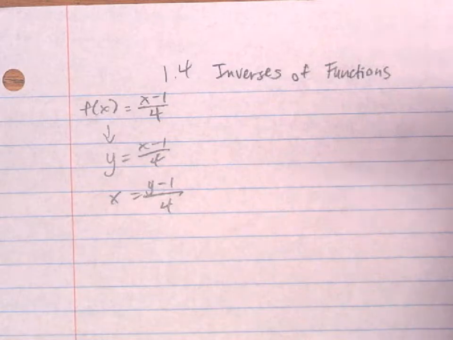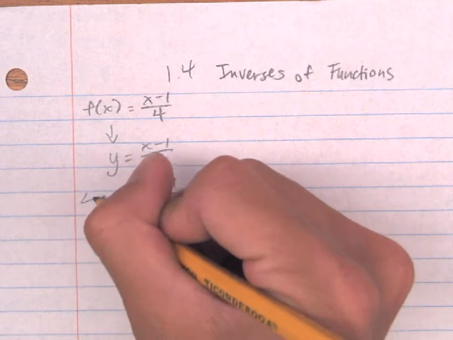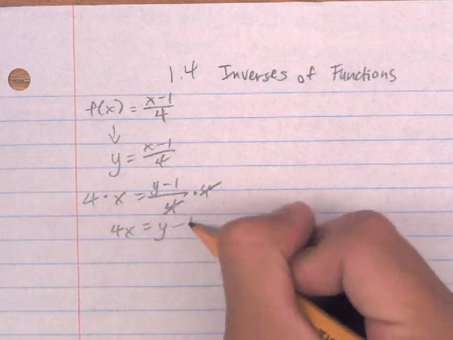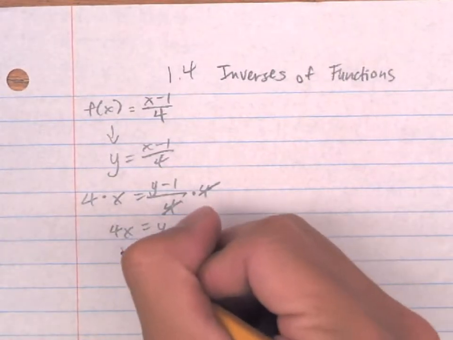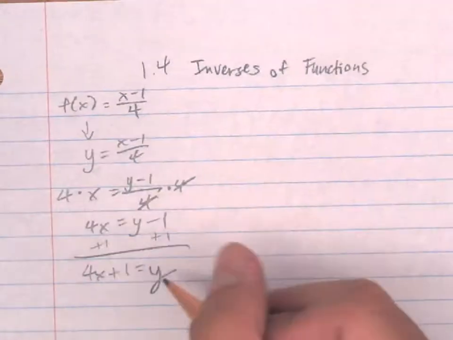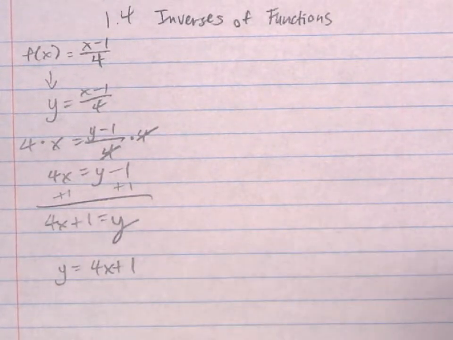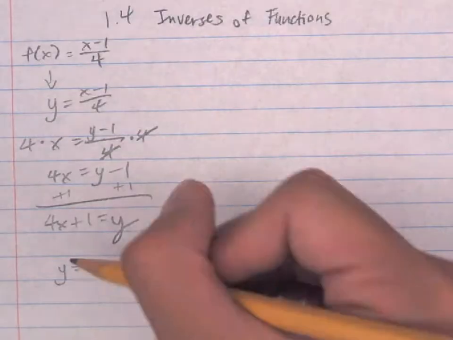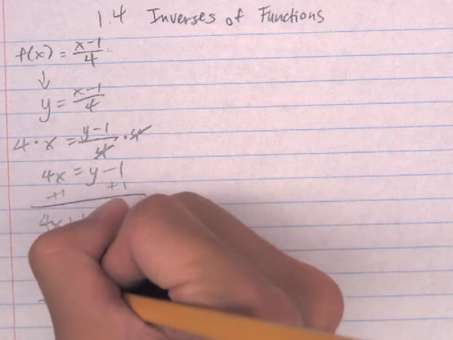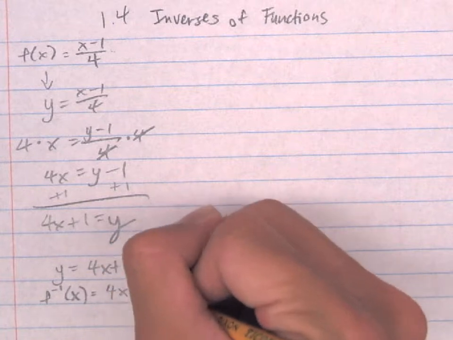So if you want to solve for y, what I see here is there's a 4 in the denominator. Multiply by 4 on both sides. If I multiply by 4 on both sides, this cancels out. I get 4x equals y minus 1. Next, if I add 1 to both sides, this is 4x plus 1 equals y. So now I can rewrite this as y equals 4x plus 1. Now this is the inverse of this function. So we have to rename y and label it f inverse of x equals 4x plus 1.